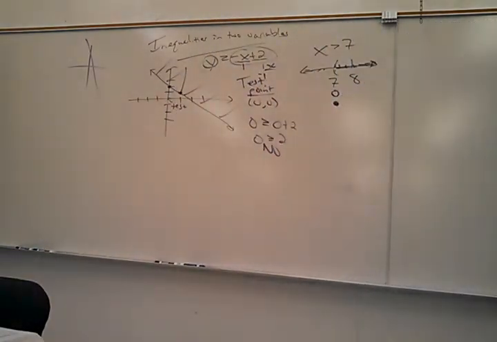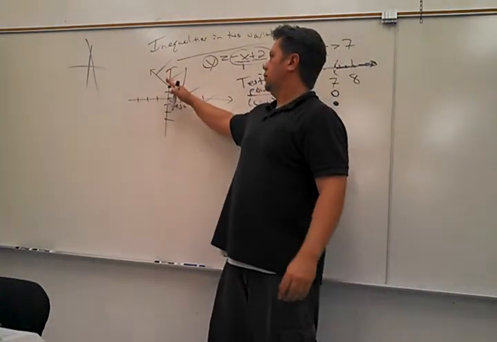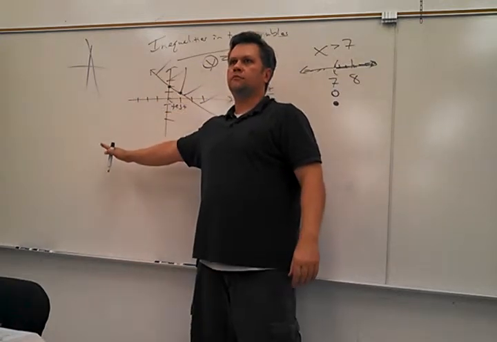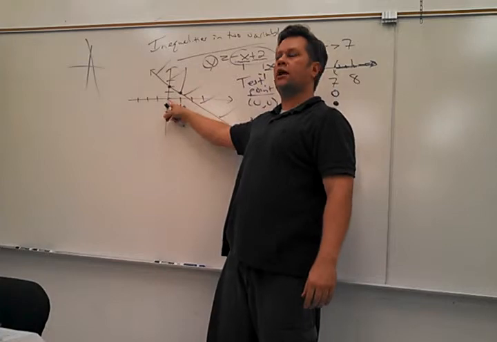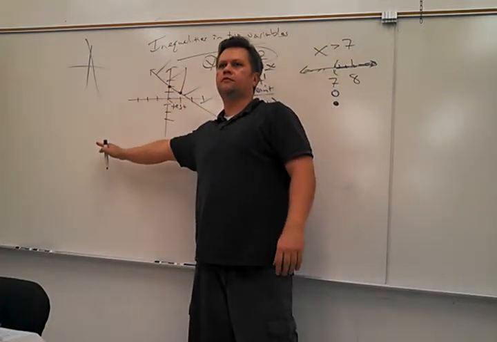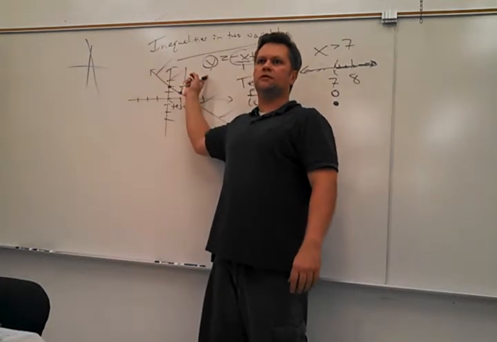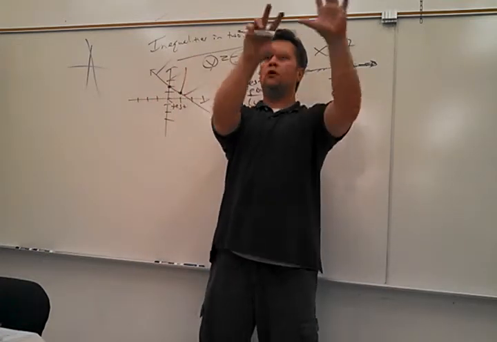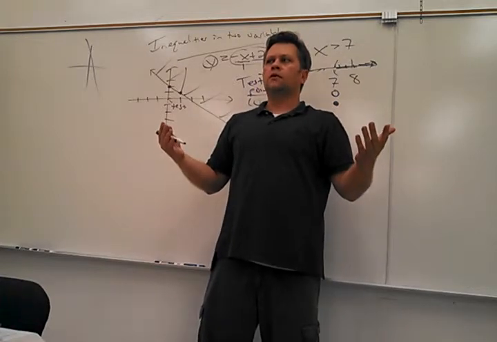So if it's true, you shade down, and if it's not, you shade up? No. If the point you plug in works, you shade in the direction of that point. If it doesn't work, you shade away from that point. If that point works, everything on this side works. If that point doesn't work, nothing on this side works. It must be the other side. So you're guaranteed one side is all answers, the other side's not. I'm just trying to figure out which one.